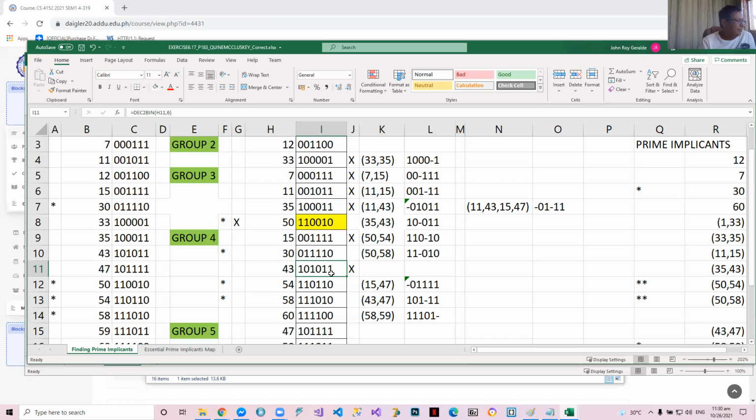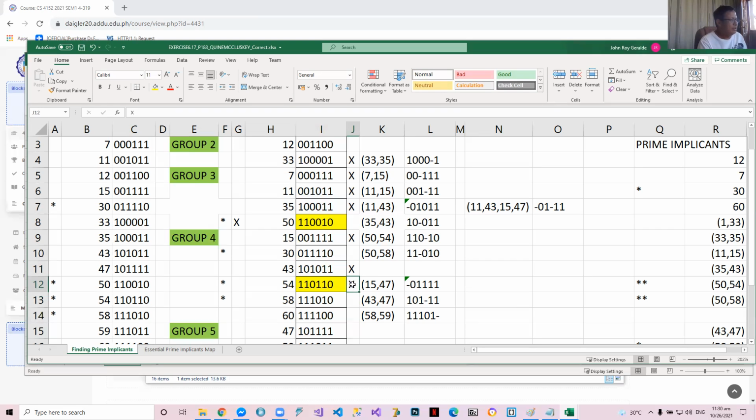They differ in the third. They differ in the last. So hindi pwede. How about this? Is this a candidate? I think so. Let's yellow this so it will be obvious. So they differ in the 1, 2, 3, fourth position. Okay, 50 and 54, fourth position. Okay, they follow. So now we'll take this out.